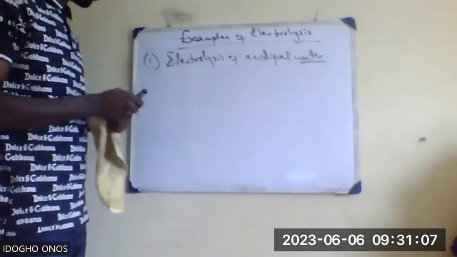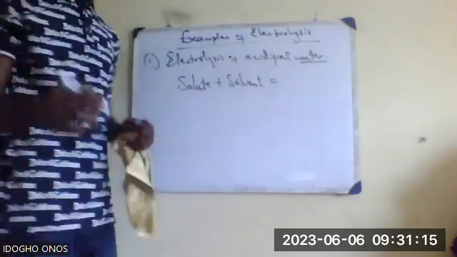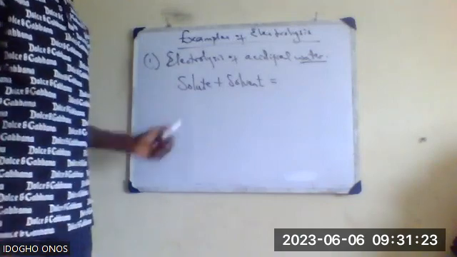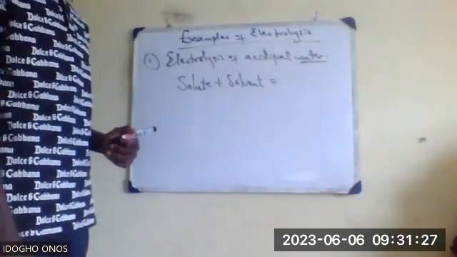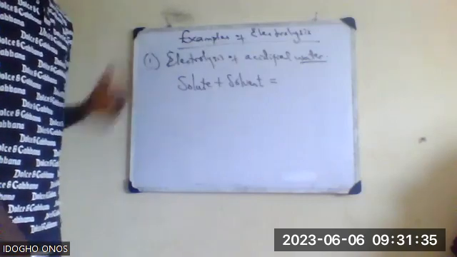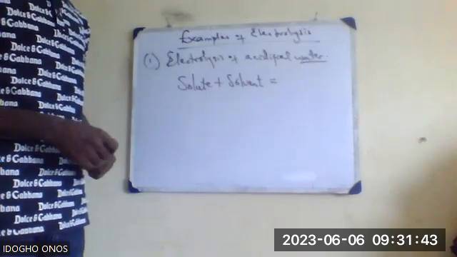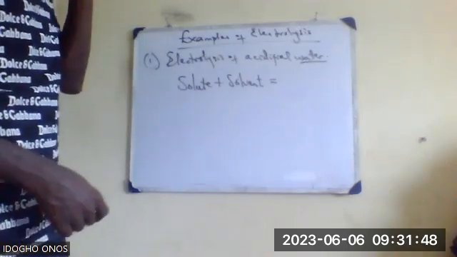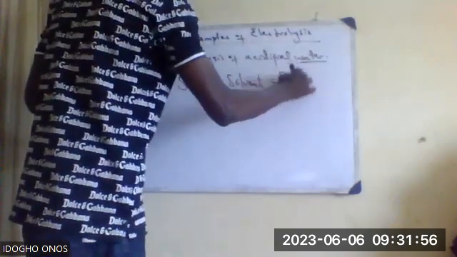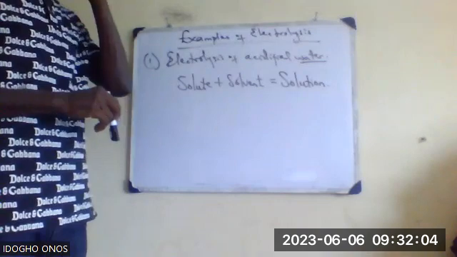Now, before I move on to this explanation, let me just do this. Solute plus solvent equals what? Madam Gift, can you help us, please? Solute plus solvent gives us what? Or anybody, please. Solute plus solvent gives you solution. Okay. Solute plus solvent should give me solution.